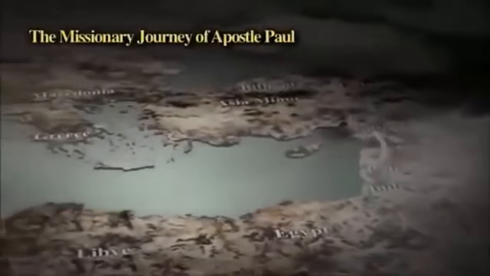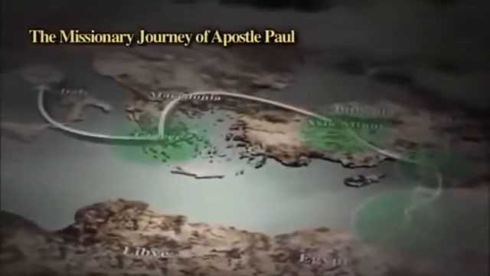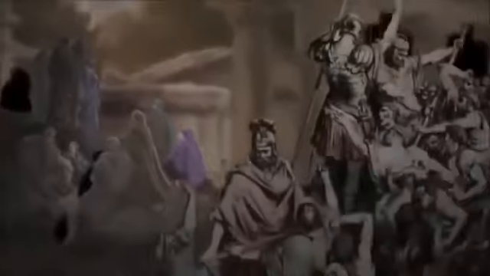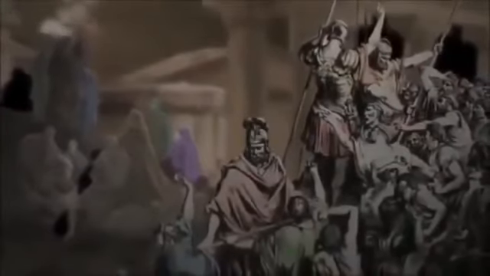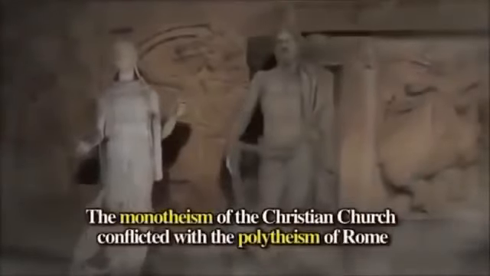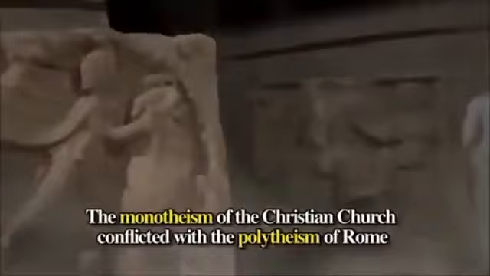The Apostle Paul preached the gospel of Christ to Palestine, Asia Minor, Greece, and finally in Rome. The church in Rome was not welcomed in its initial stage. It was because the monotheism of Christianity and the polytheism of Rome conflicted with each other.